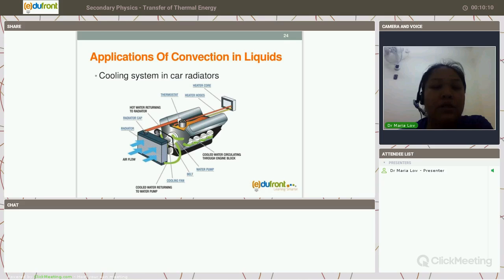The same thing applies to the cooling system in car radiators. We have water circulating in the car radiator system. Again, the hot water will rise up because it's less dense while it's being channeled through to cool down the engine, and the cool water will move downwards, causing a convection current to be set up in the car radiator system. Through this convection current, the engine can be cooled down easily by the movement of the fluid in the piping.